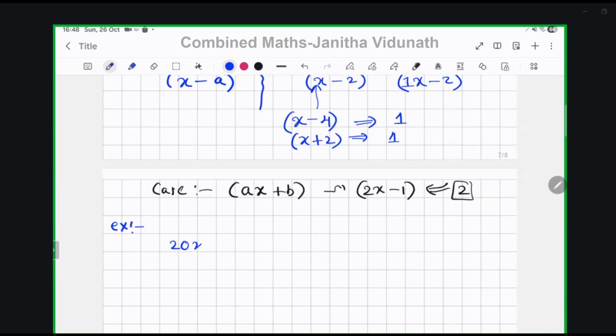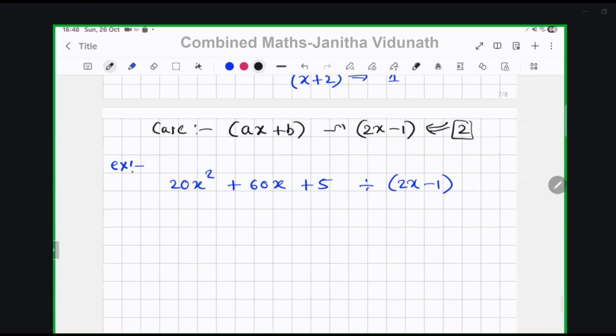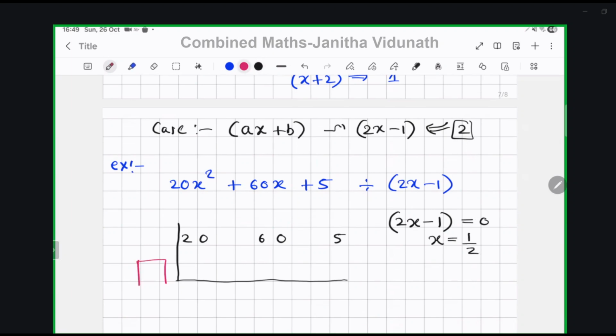Let's say we have 20x squared plus 60x plus 5, and we need to divide by 2x minus 1. The steps we already did are the same for this also, very similar to the previous one. That means we put the coefficients in one row and use our division symbol. Then we set our divisor to 0. From that we get x equals 1 over 2. Then inside our box we put half.